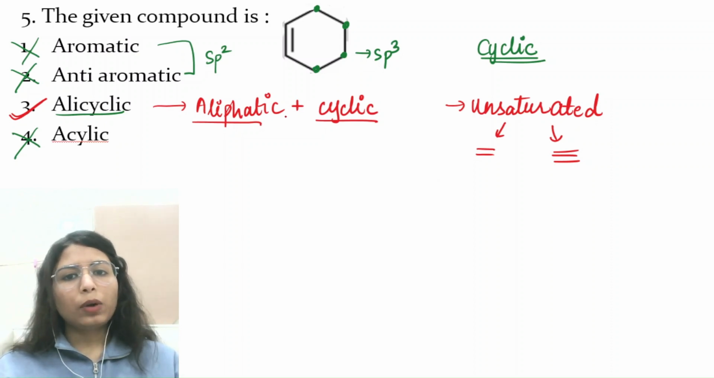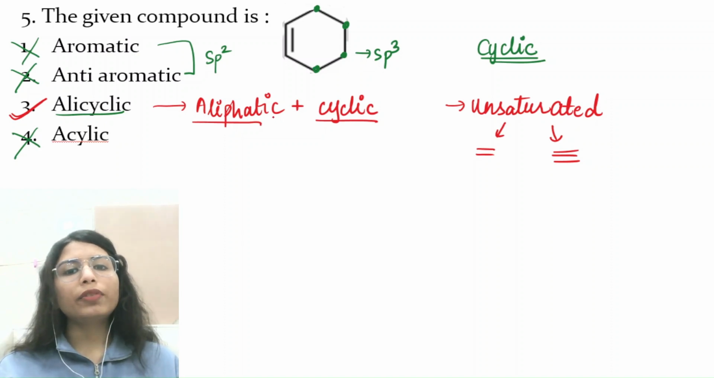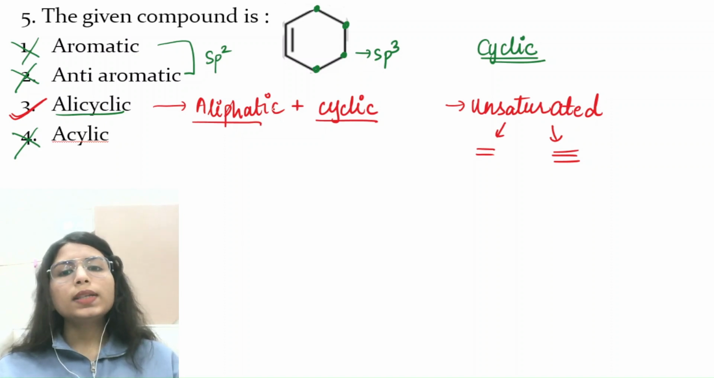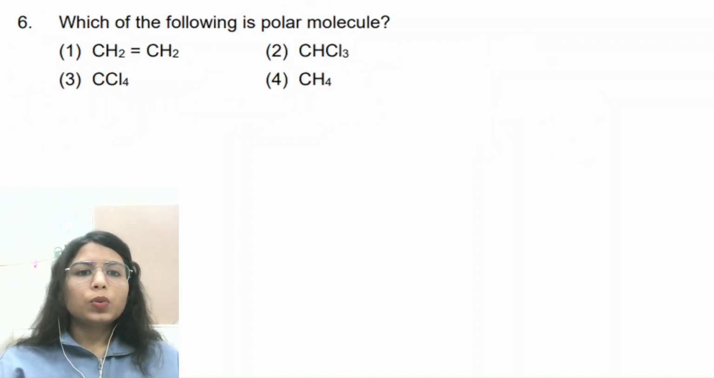So if your compound is cyclic in nature and it contains double and triple bonds, then we classify it under the category of alicyclic compounds. So this compound is alicyclic in nature, right? So the correct option would be my third one. Now let us move on to our sixth question.